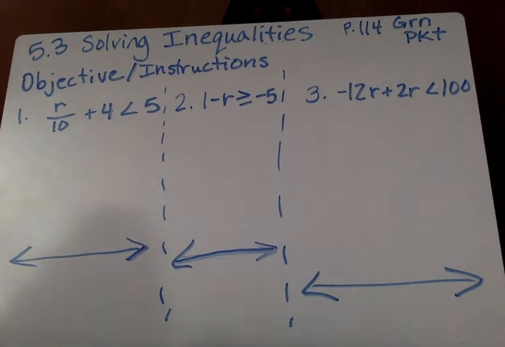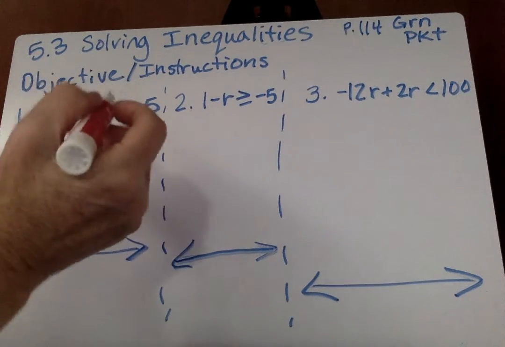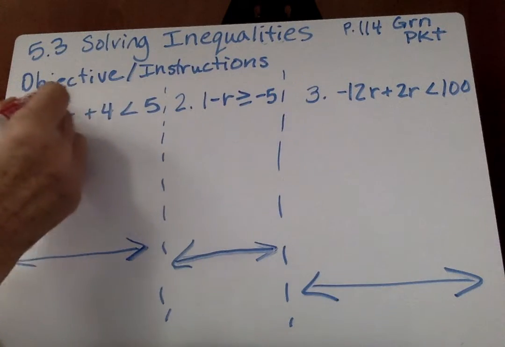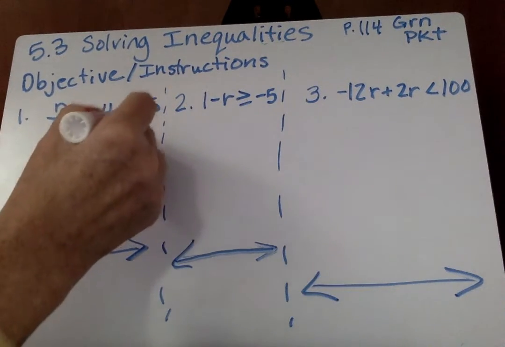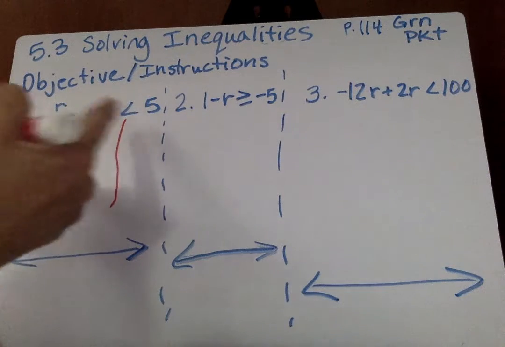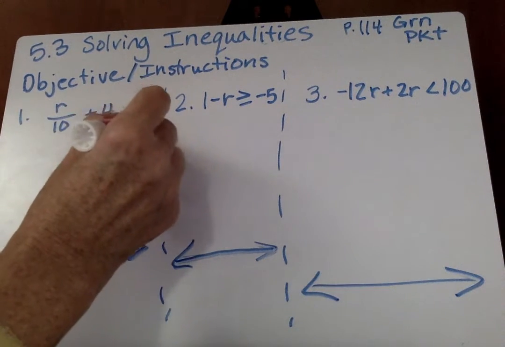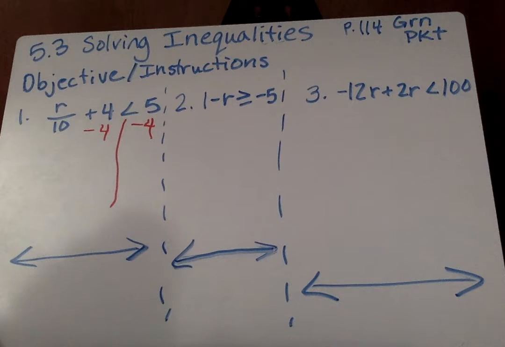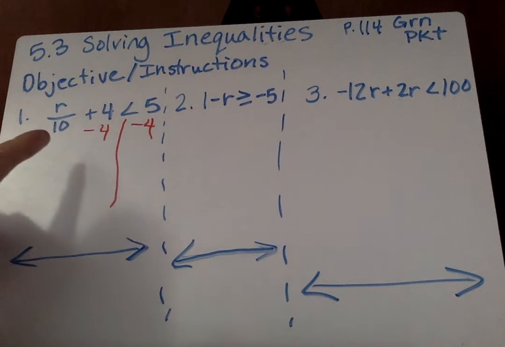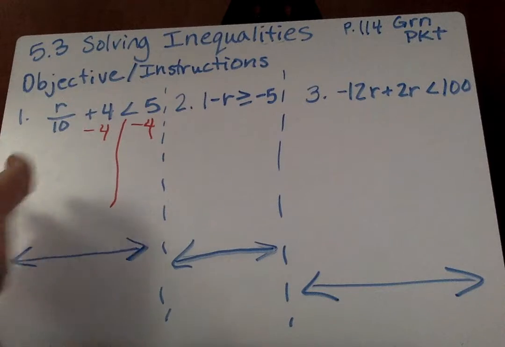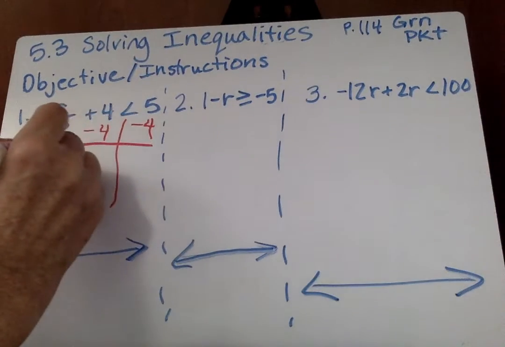Okay. Number 1, r over 10 plus 4 is less than 5. Again, we're solving for r. We're going to put a line right down the inequality sign. Whatever you do on this side, you have to do on the other side. And again, I would say 90% of the time, you're going to add or subtract first and then divide.